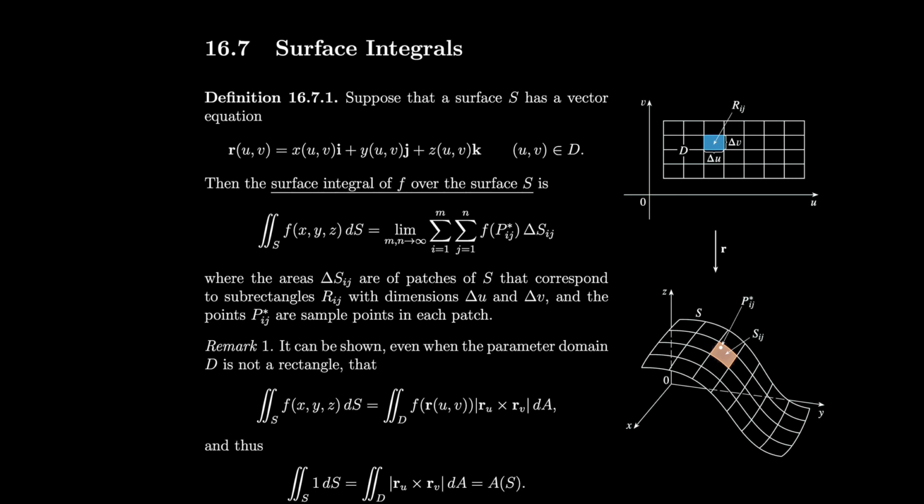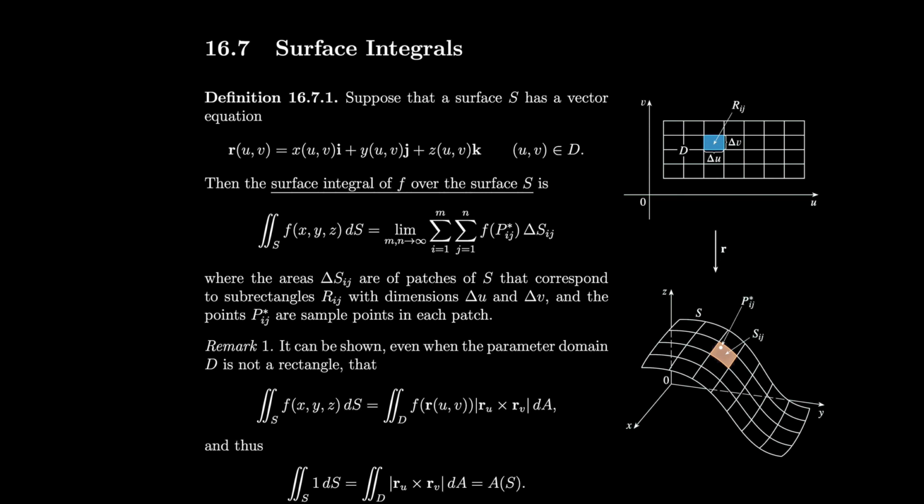Section 16.7, Surface Integrals. Suppose that a surface S has a vector equation r(u,v) equal to x(u,v) i, y(u,v) j, plus z(u,v) k, where (u,v) is in D. Then the surface integral over the surface S is the limit of the double Riemann sum of f of Pij star delta Sij, where the areas delta Sij are of patches of S that correspond to subrectangles Rij with dimensions delta u and delta v, with the points Pij star sample points in each patch.